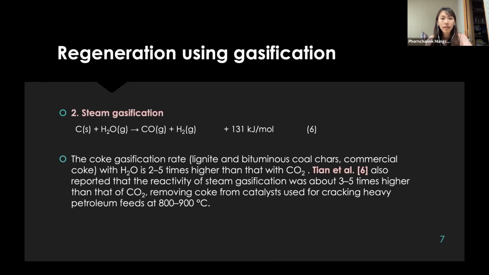Moreover, steam as a gasifying agent in the regeneration process can also mitigate the accumulation of carbon dioxide and produce syngas. However, when steam is used to remove coke deposit on catalyst at high temperature, it can destroy the structure of the catalyst and cause permanent catalyst deactivation. Hence, the catalyst must have an excellent hydrothermal stability. The coke gasification with steam can be described using equation 6, and it is consistent with the research of Tyan and authors.